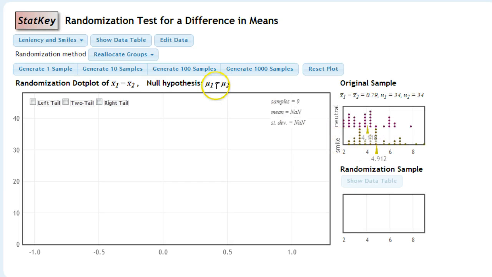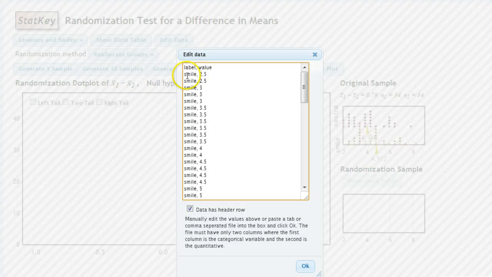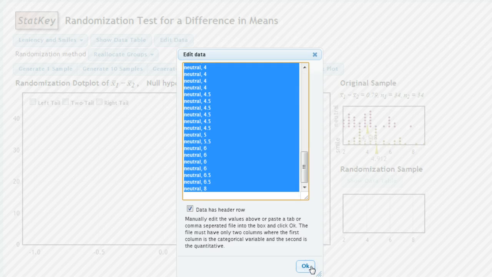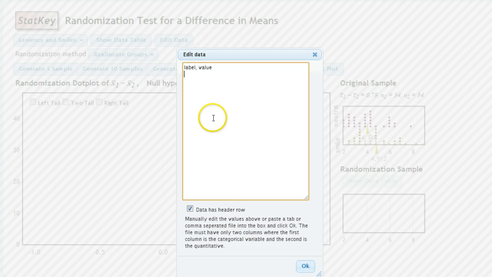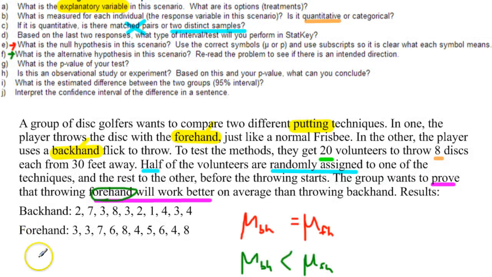Just like we wrote down, our null hypothesis up here says mu1 equals mu2, as in the two groups are equal to each other. And we're going to go in, edit our data, and clear out everything that it comes preloaded with. Going back to our problem here, we have backhand data with all of these points and forehand data with all of these points. Unfortunately, the data entry is a little bit tedious here, where you're going to have to type in which group it is, comma, what the result was.